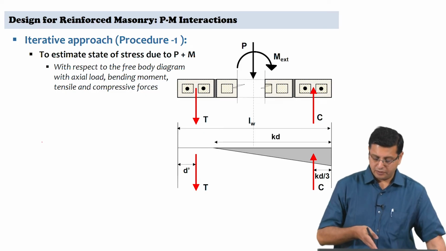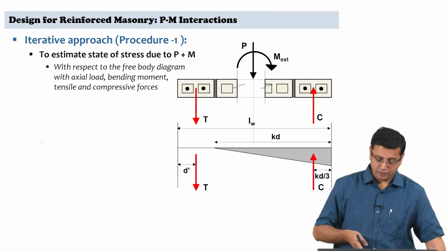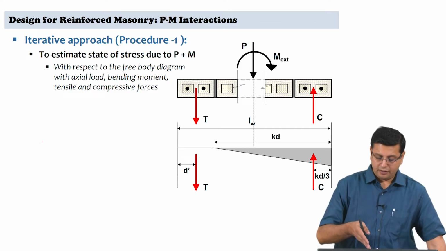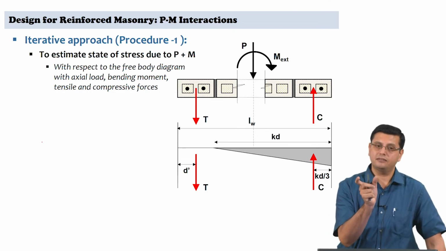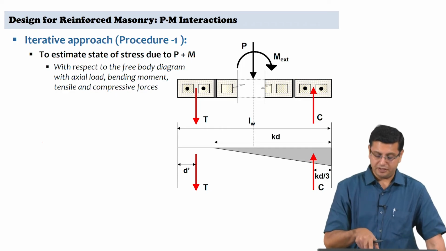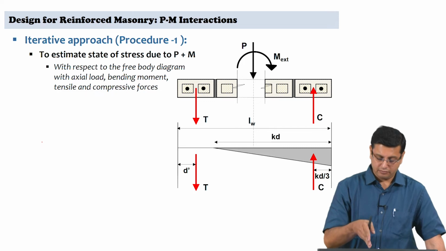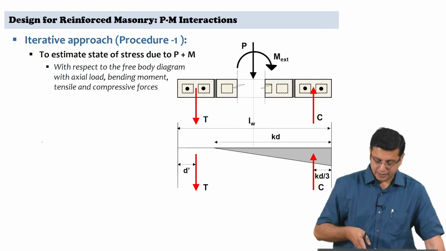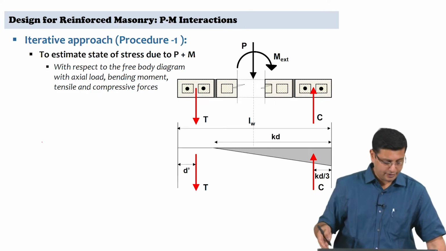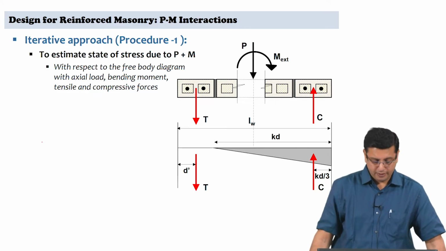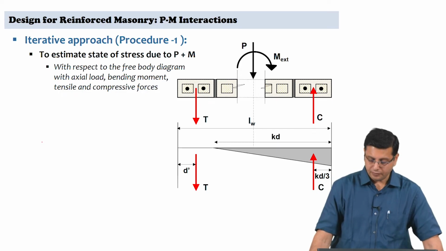We are assuming that part of the wall is cracked, and the tensile force is acting at the resultant of the region which has the reinforcement in tension. So, we are taking the centroid of the 2 bars, and that is where the tension resultant has been placed. Compression resultant is of course sitting at the centroid of the triangular distribution of compressive stresses.